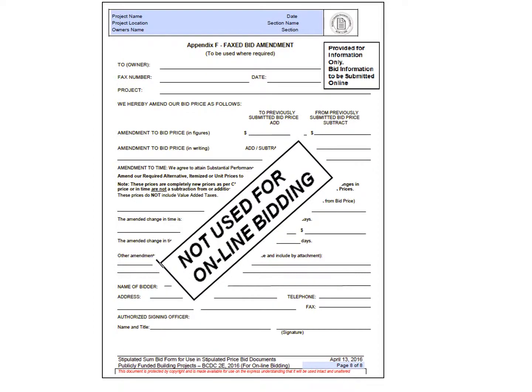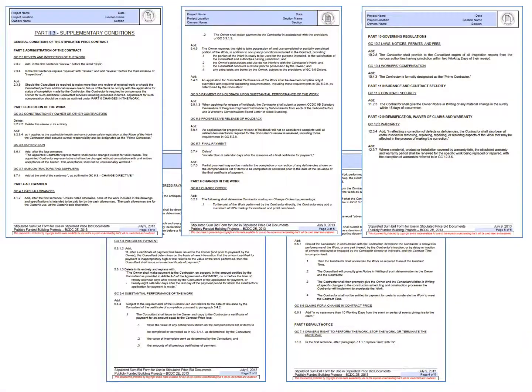Appendix F, although provided, is not used in the online bidding process as bids are submitted online right up to closing time and do not need amendment. The next part of the document are the supplementary conditions. This part has a separate header which is duplicated on the 5 pages.